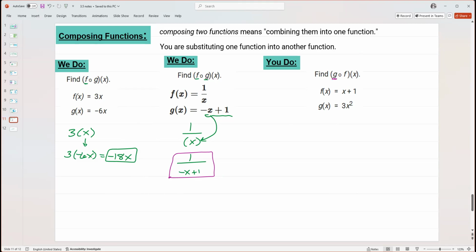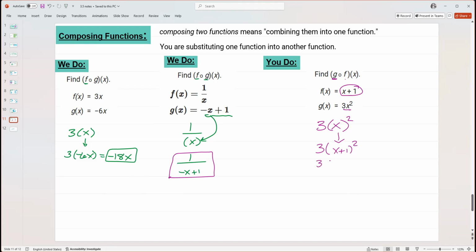Last one, g of f. So they're going to switch it up on you. Make sure that you start with the right thing. So we're starting with our g function. G is 3x squared, so I'm going to do x in parentheses and then square on the outside. And I'm going to replace it with x plus 1. So x plus 1, we bring the squared down, we bring the 3 down. You can expand this. I definitely recommend it.